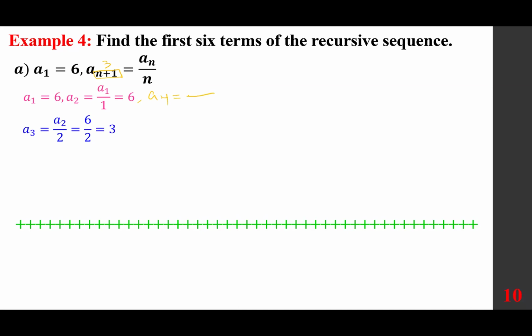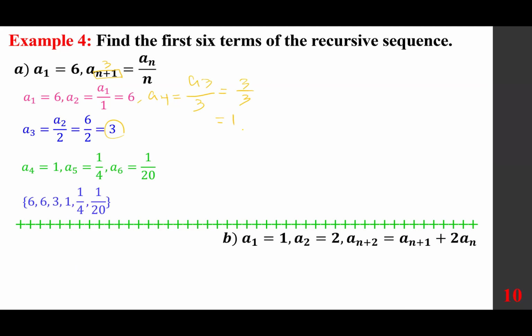Can anybody give me the formula for A sub 4? Anyone? A sub 4 equals A sub 3 over 3, which is 3 over 3, which equals 1. Perfect. And the answer is 1. And you can write the rest of them. I suggest you work on A sub 5 and A sub 6 just to be on the safe side.